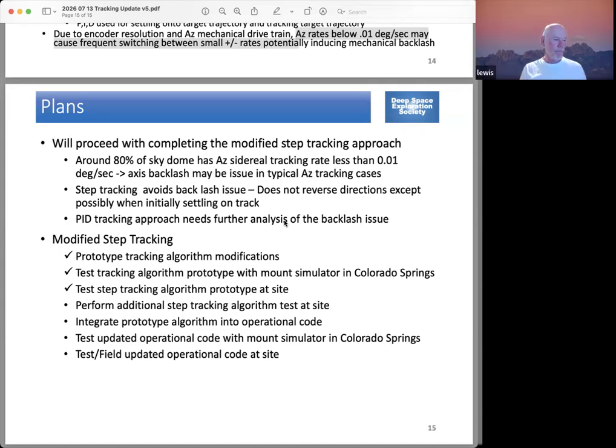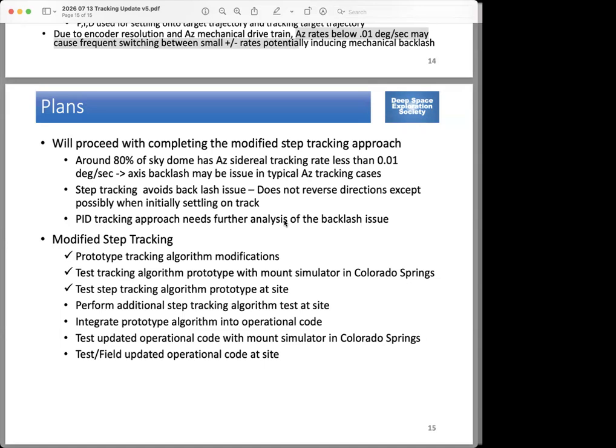Sounds good. That's fine. So that's where we're heading in the near term: try to get this modified step tracking working appropriately and installed. I agree. If we're going to address sun slews or something, we probably should address it at the same time. Don't you think, Lewis?